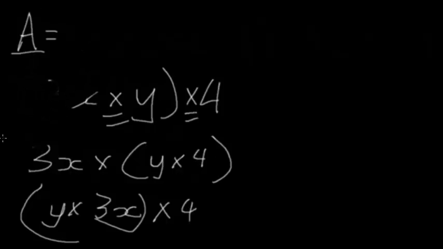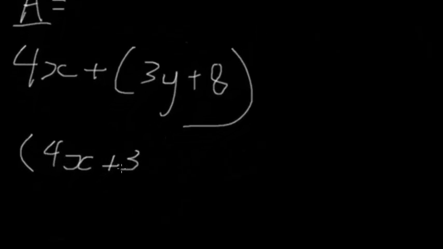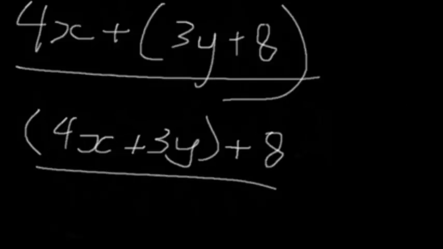And yeah, the same thing goes for addition. Let me just erase this. If you take 4x plus bracket 3y plus 8, then you can just move it to become 4x plus 3y plus 8, and the exact same answer will be given. So basically this was the associative property and the commutative property.